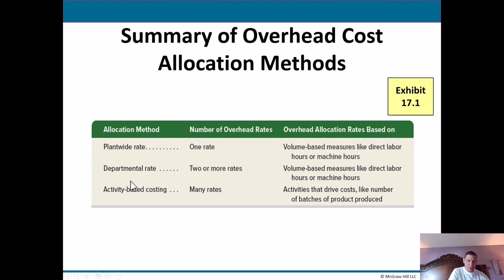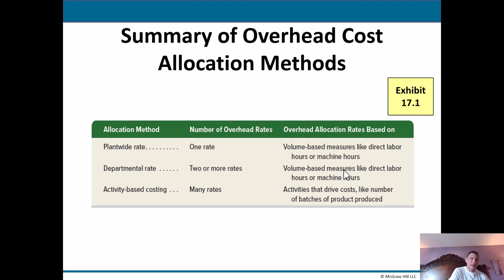Now, if you want to be a little more precise, you could switch to a departmental rate, which is what it sounds like, right? Every department has its own overhead rate. So this is why it says two or more rates. Here, we would still use things like direct labor hours or, again, machine hours. So let's say Department A has a lot of people, not many machines. So we might say, well, let's use direct labor hours, right? People. Whereas Department B has more machines, so we might say, let's use machine hours, right?